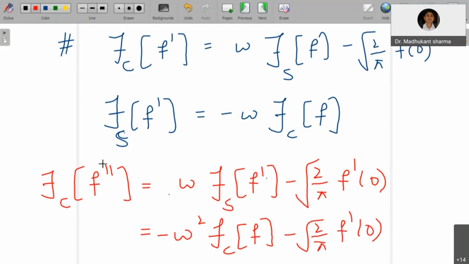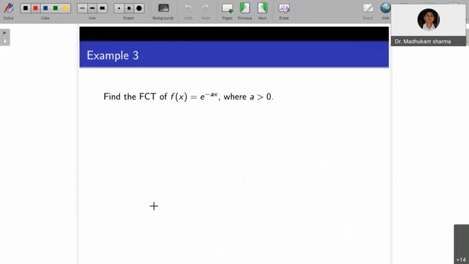So the Fourier cosine transform of the second derivative will come in terms of the Fourier cosine transform of f. Similarly, for the Fourier sine transform of f, the second derivative will come in terms of the Fourier sine transform of f. Now you can use them for finding the Fourier transform of some special functions for which you know the second derivatives.